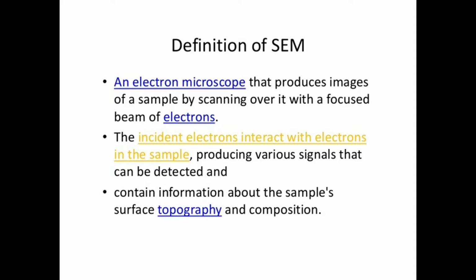The incident electrons interact with the electrons in the sample, producing various signals that can be detected. After reaching the sample surface, the electrons are diffracted or reflected. Those signals are captured and amplified, and go through to the CRT monitor, where we see the surfaces or structures, etc. One by one we will see slowly.